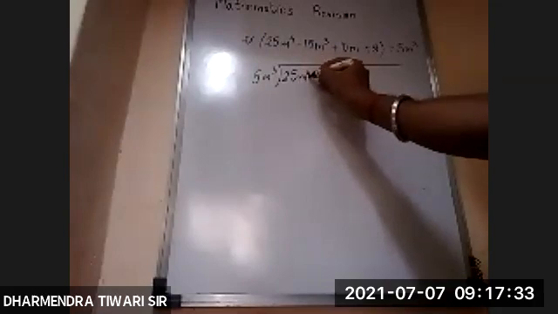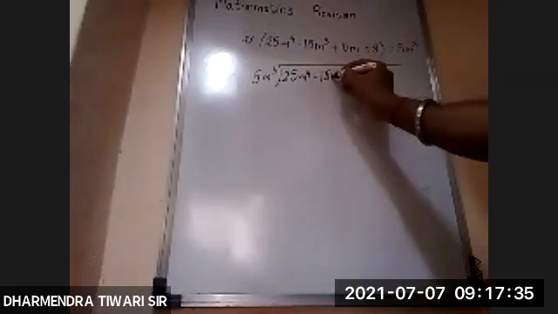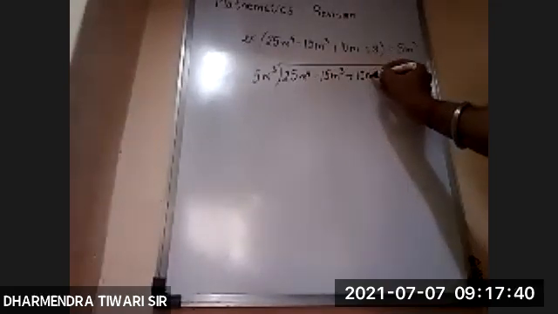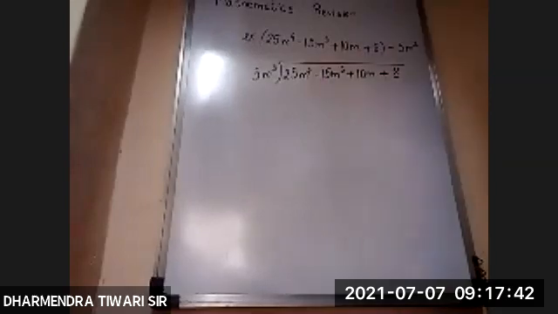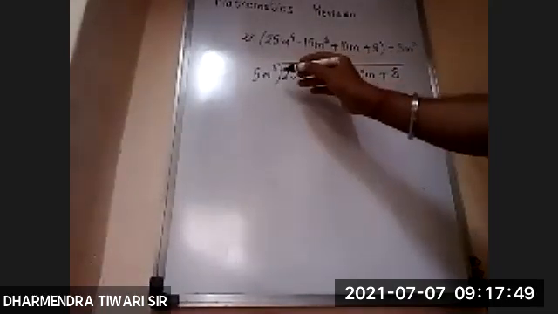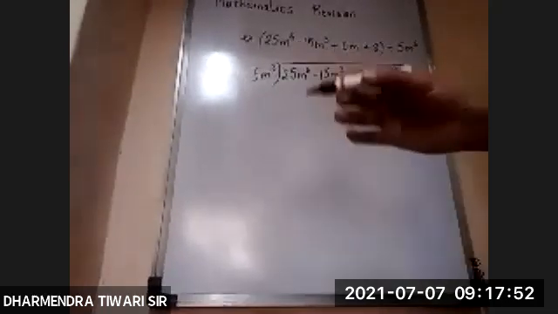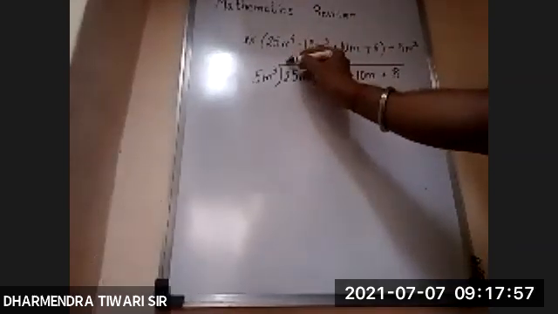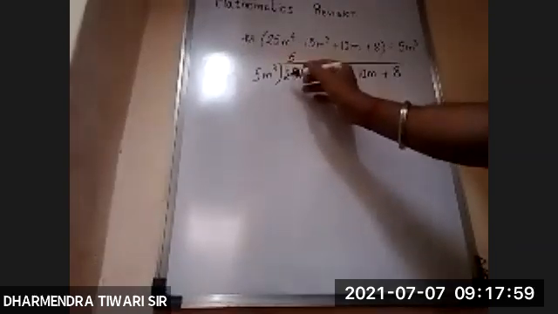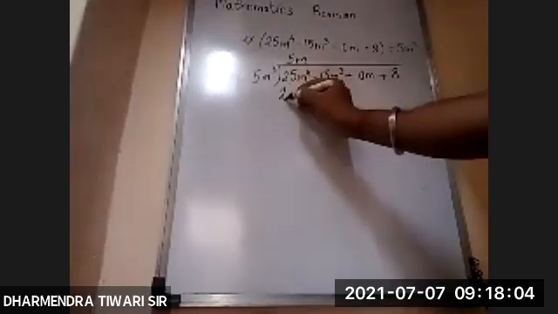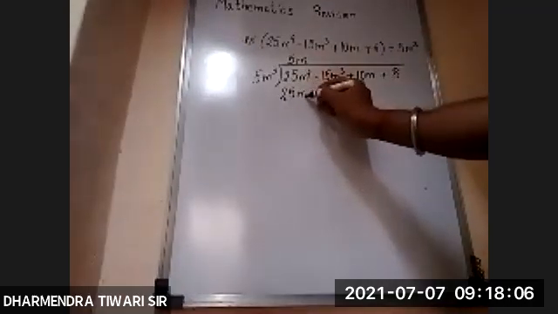25m raised to 4 minus 15m cube plus 10m plus 8. What should be multiplied with 5m cube to get 25m raised to 4? So 5 5s are 25, and m. It will give me 25m raised to 4.